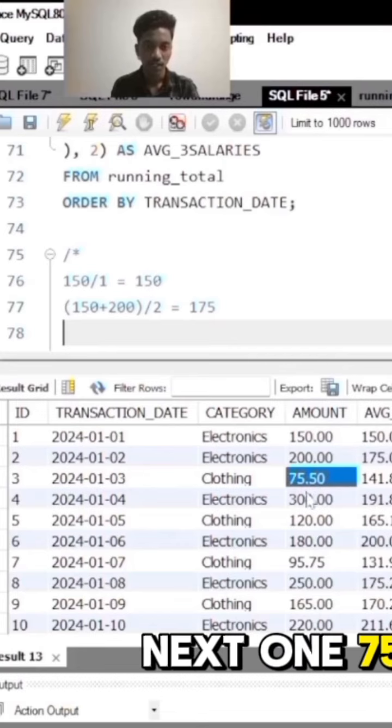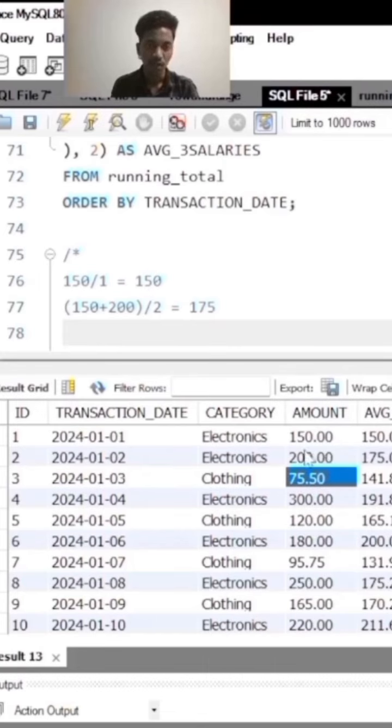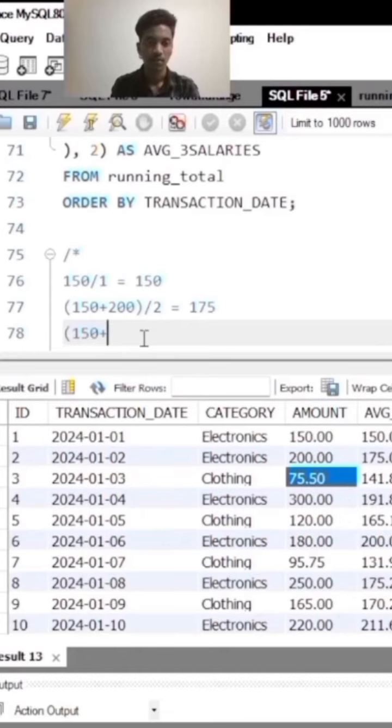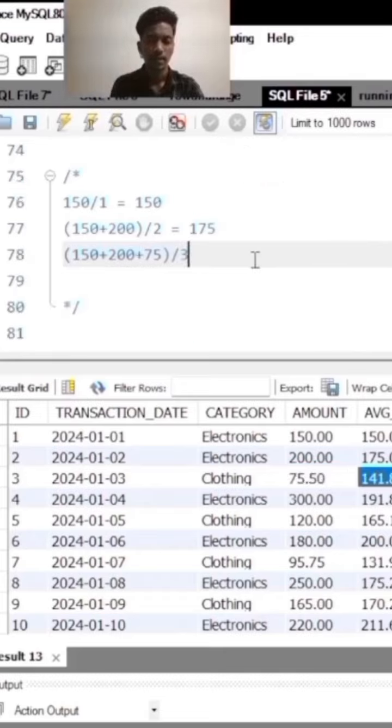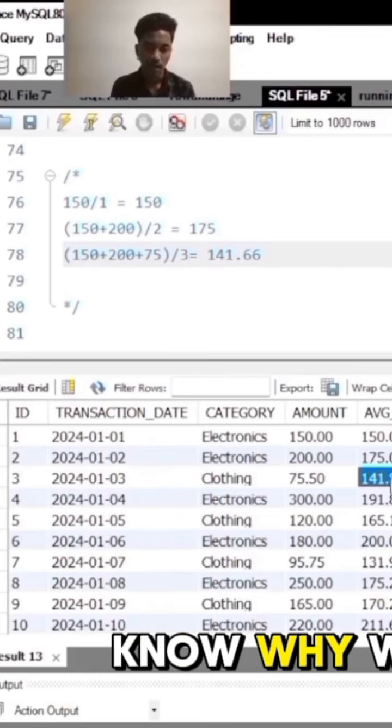Next one, 75. For 75, we have two previous rows. They are 150 and 200, and the current value. So because of that, it will take like this. 150 plus 200 plus 75 divided by 3 is equal to 141.66. We have to get 141.66, but I don't know why we got it like this.